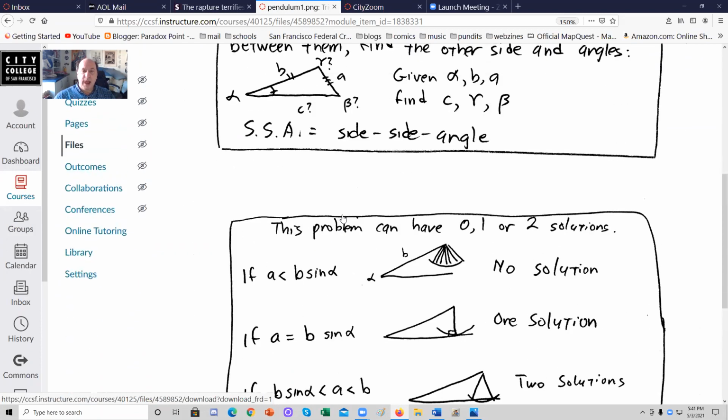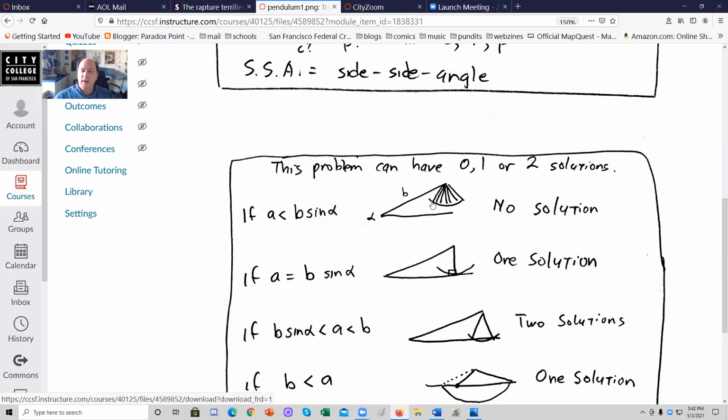So okay. If A is less than B sine alpha, then the distant side swings freely in the air like a pendulum. There's no solution. If A is equal to B sine alpha, then the pendulum skims the surface at one spot only, where it makes a right angle. One solution.